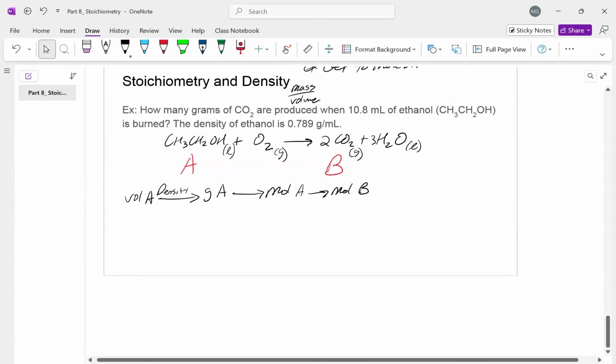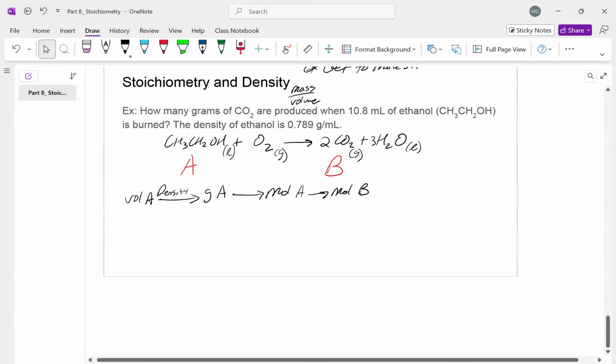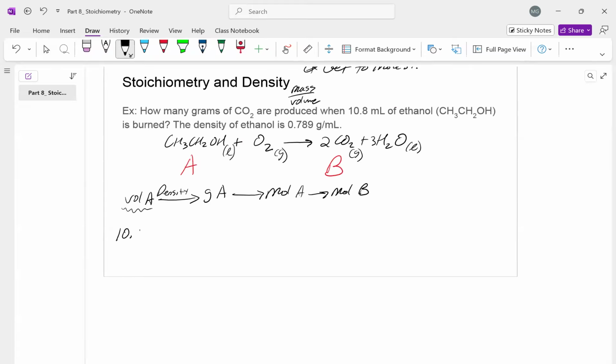Okay, so let's start with that. You notice that at the very beginning of our flow chart, we're starting with volume of A. So 10.8 milliliters of ethanol. This is just my organic chemistry lazy shorthand for ethanol. And I'm going to use the density. The problem says that there are 0.789 grams of ethanol in 1 milliliter of ethanol. So those cancel out.